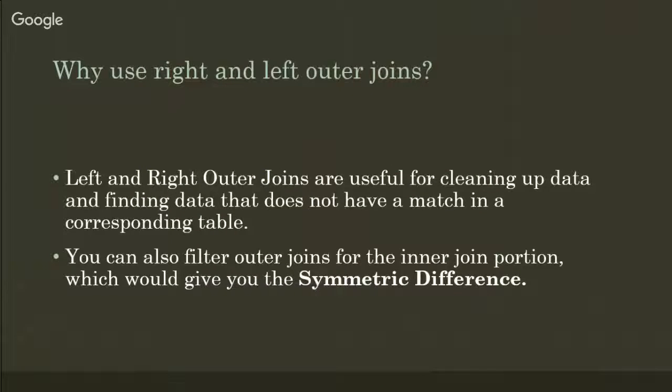And you might ask why you would ever want to do that. The reason is that outer joins, or left and right outer joins especially, are useful for cleaning up data and finding the data that does not have a match in a corresponding table. As I said before, it'll still return rows that don't match. It'll always return everything from the one table, so it's good to use to see which of these things don't have a corresponding value.